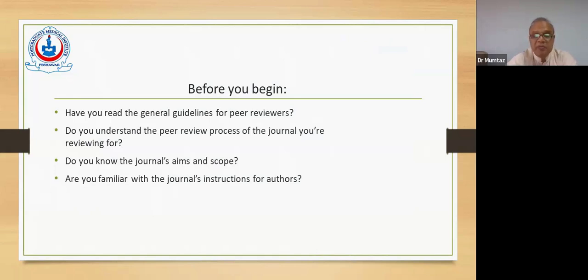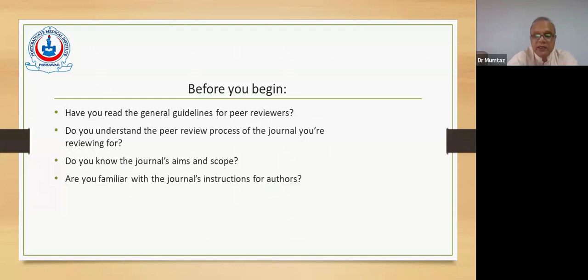Do you know what is the peer review process of that particular journal in which you are reviewing an article? Every journal has a different method, and the review is carried out in a different way, although the standards remain the same. But there are some deviations in every journal. The aims and the scope of the journal might be different, and you are supposed to know about that. And all these things should be borne in mind before processing a review.